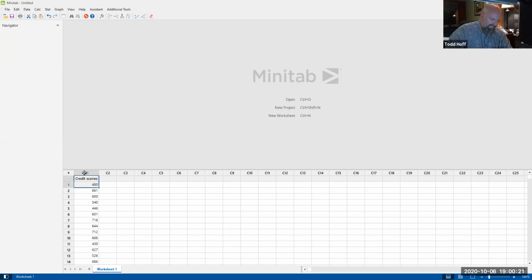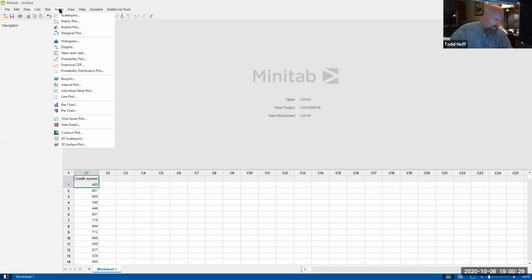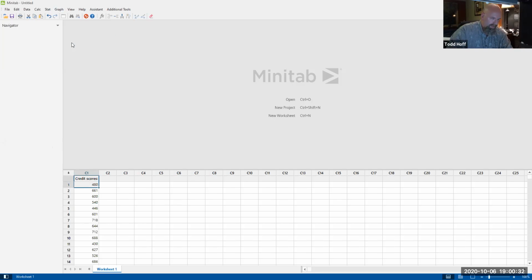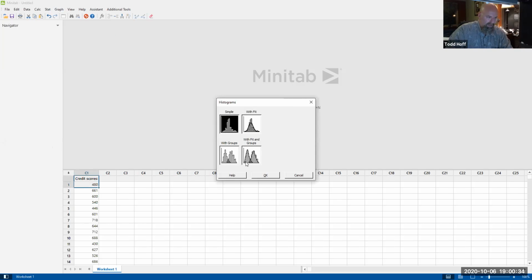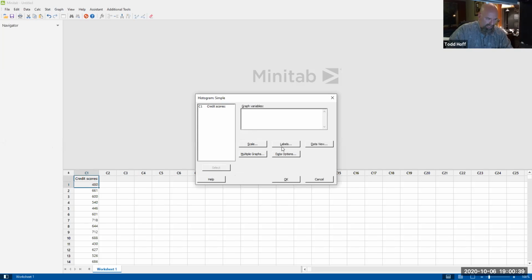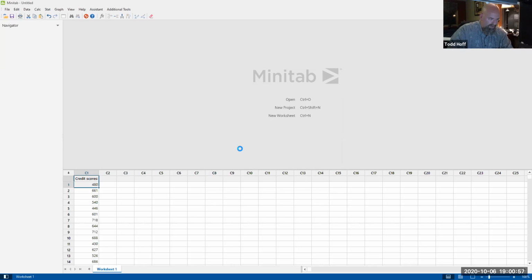Now again, you'll notice that just says C1, telling us that that's a numerical column of data. For a histogram, we have to deal with numerical data. So we're going to graph, we're going to go down to histogram, and we're just going to choose simple here. Now at this point, I could go through and label what my bins are and stuff like that. I'm just going to let Minitab find them himself. So I'm just going to select the credit score. Minitab is going to group it how it sees fit. Again, I could use data options to set whatever bins I want to, but we're going to leave it generic, whatever Minitab comes up with.